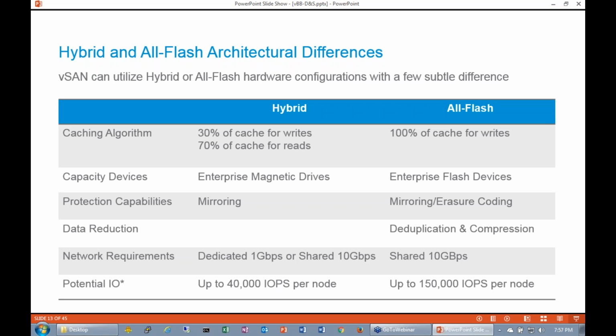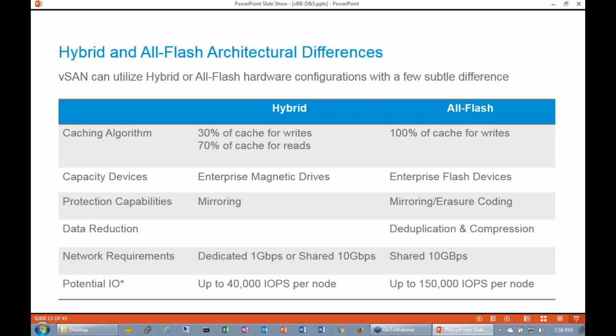With VDS, we have the capability of leveraging network I/O control. So like in my lab where I've got 2 10 gigs in a direct connect configuration, I can carve these up where this much of it's for vSAN traffic and this much of it's for vMotion traffic and so on.